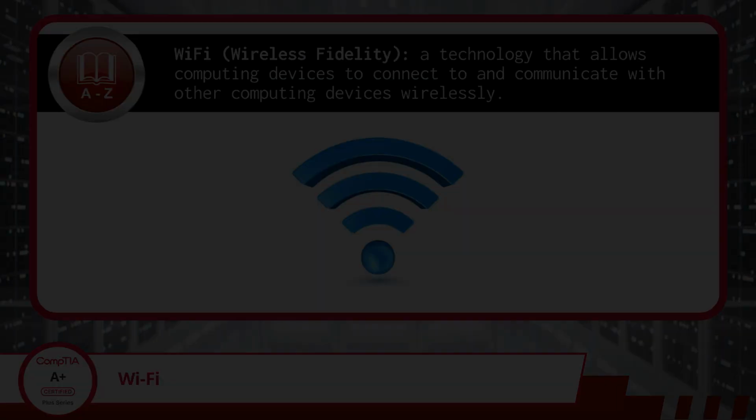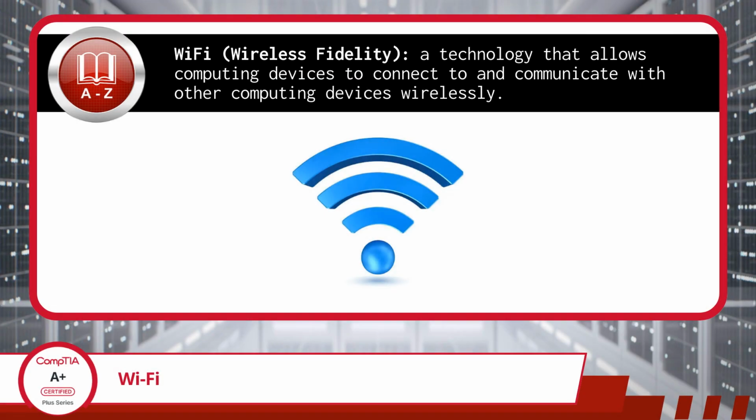Wi-Fi. When discussing wireless networks, the technology that most commonly comes to mind is Wi-Fi. Wi-Fi, short for wireless fidelity, is a technology that allows computing devices to connect to and communicate with other computing devices wirelessly. It enables the transmission of data over short distances using radio waves and is most commonly used in homes, small offices, and public spaces like cafes, airports, and campuses.